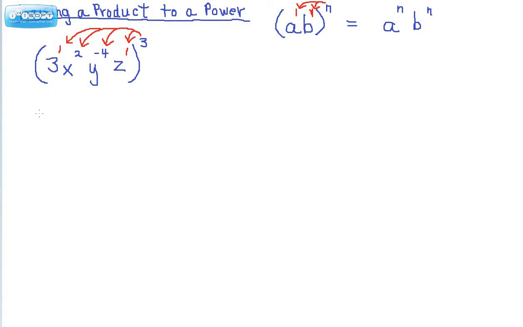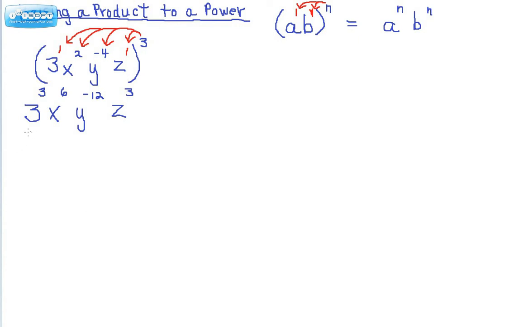So I'm going to keep the base 3, and I'm going to multiply 1 times 3 and get 3. I keep the base x and multiply 2 times 3, which gives us 6. I keep the y and multiply negative 4 times 3, which is negative 12. Keep the z and say 1 times 3, which is 3.